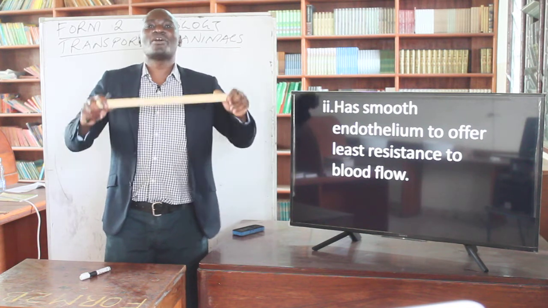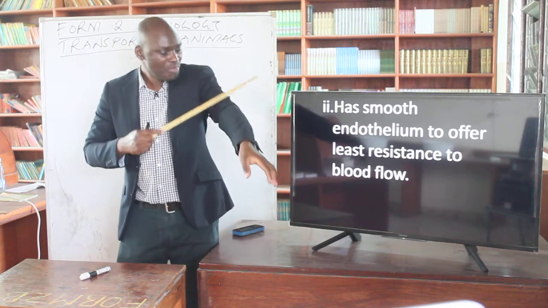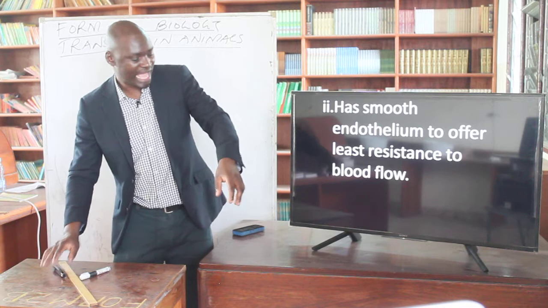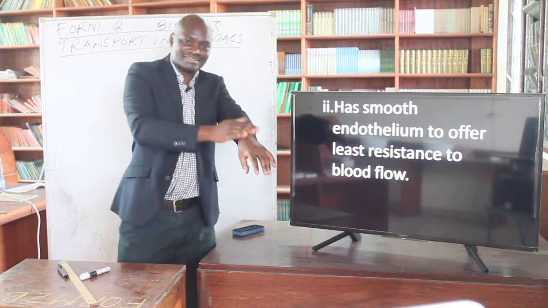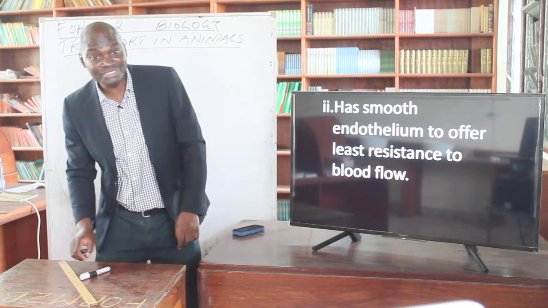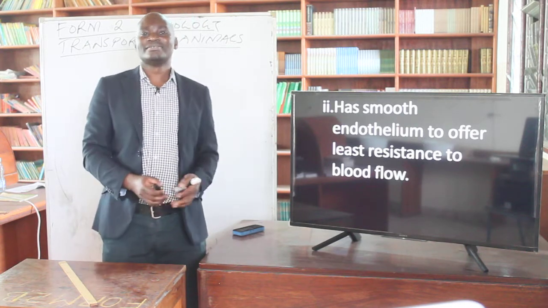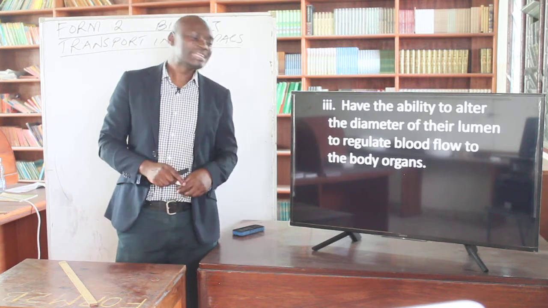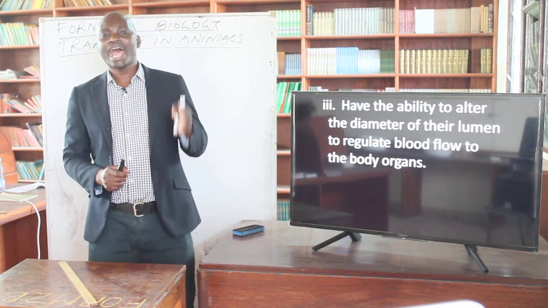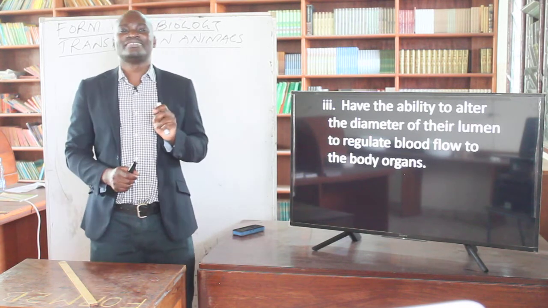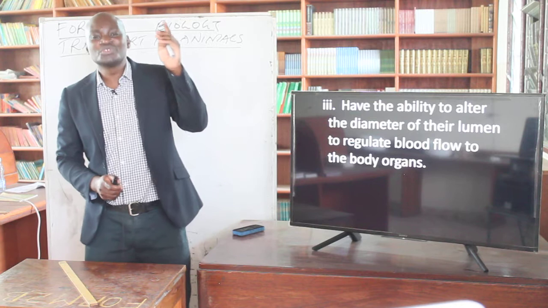What we call, it offers least resistance to blood. As the blood is moving through the arteries, the walls are very smooth, so there is no friction, least resistance. So this shows that there is smooth flow of blood without any resistance. Now again, another adaptation of the arteries is that they have the ability to alter the diameter of their lumen to regulate blood flow to the body organs.